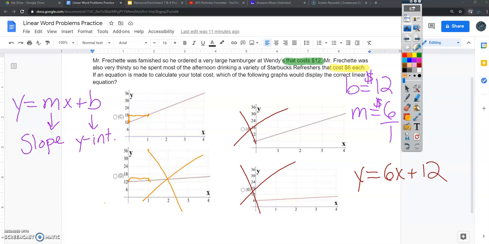So Sonny, would you say it's safe to say it's letter C? It is absolutely letter C.